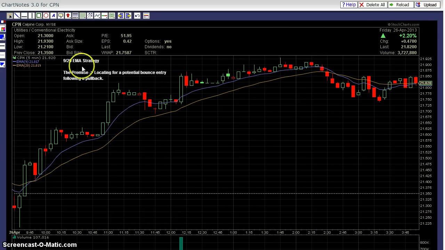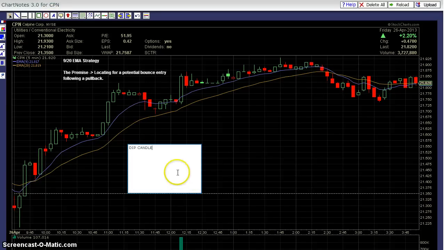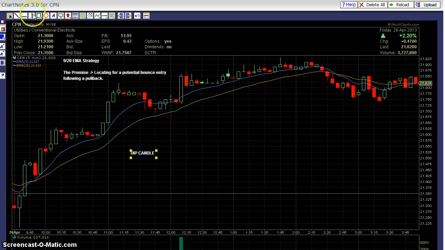So here's how it goes. The first thing that must occur is you need to have a candle, and I call this the dip candle. You need to have a dip candle that closes between the 9 and the 20 EMA.